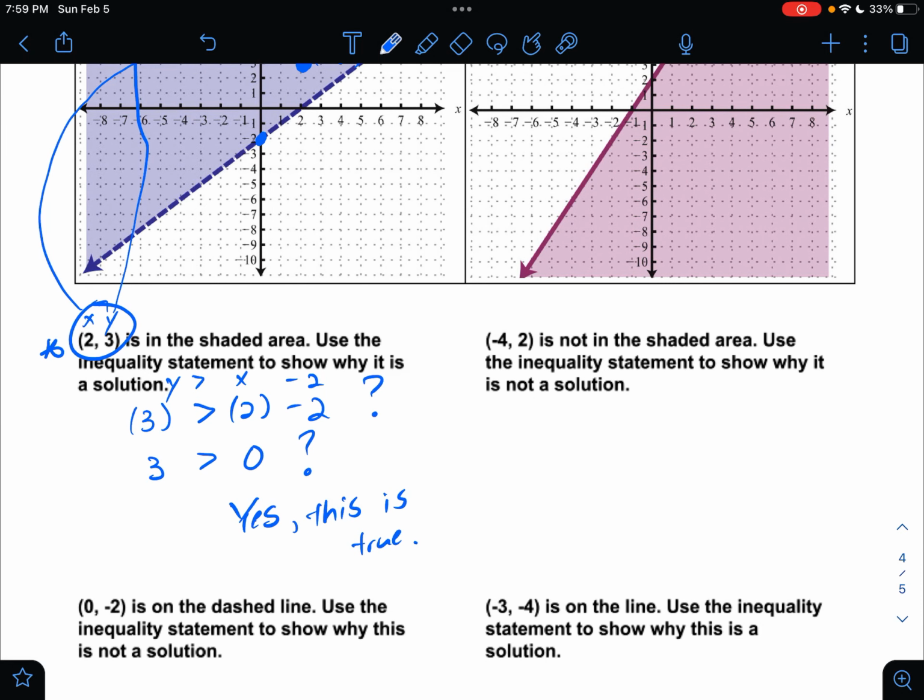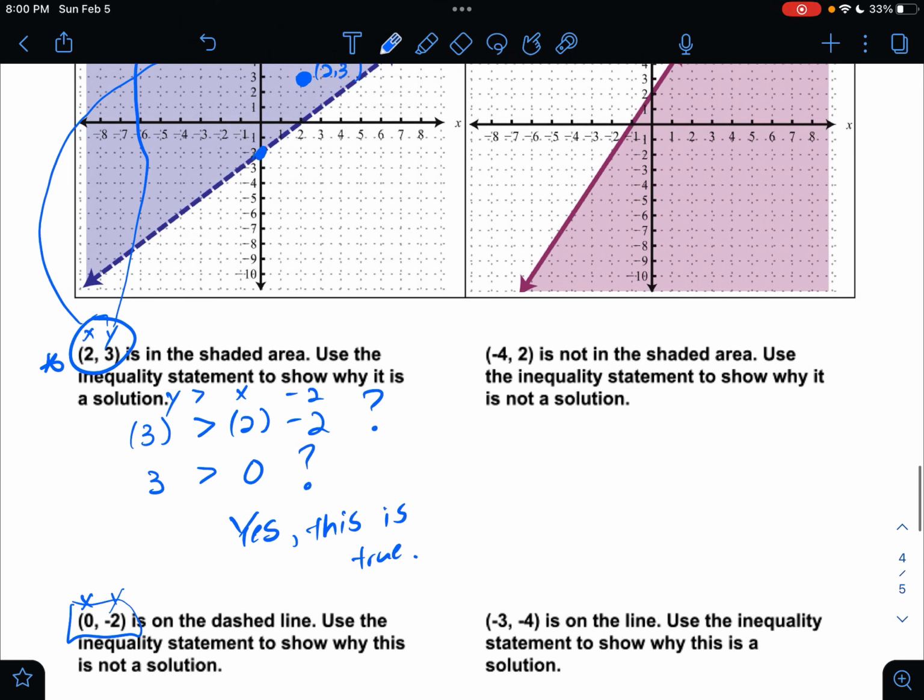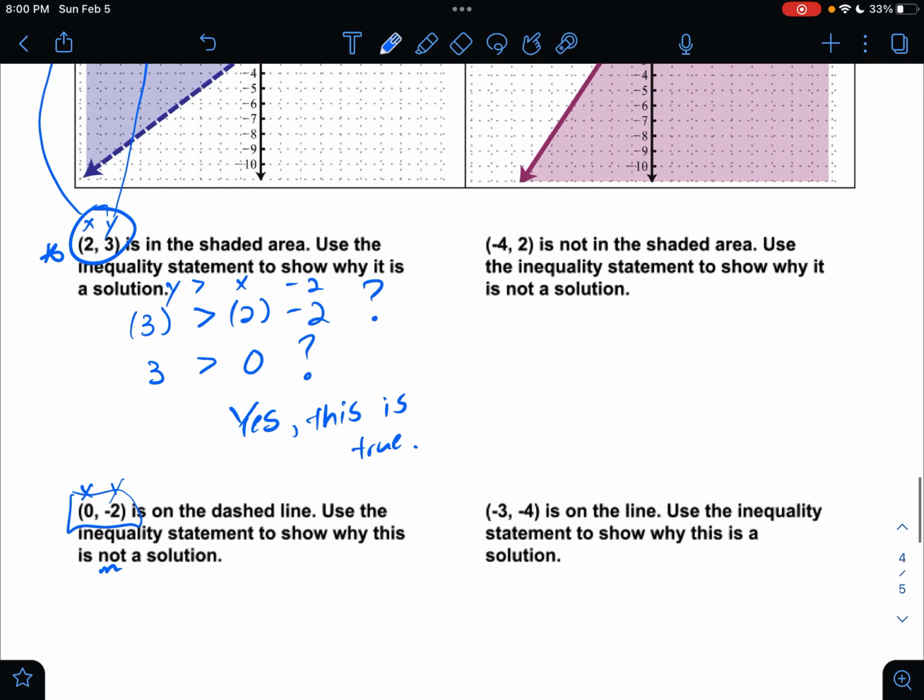All right, so that means that (2, 3) is a solution because it makes the inequality true. Okay, so let's go ahead and look at this one, (0, negative 2). So again, (0, negative 2), actually that's that y-intercept point that we graphed. That's on the dashed line. Use this inequality statement to show why this is not a solution.